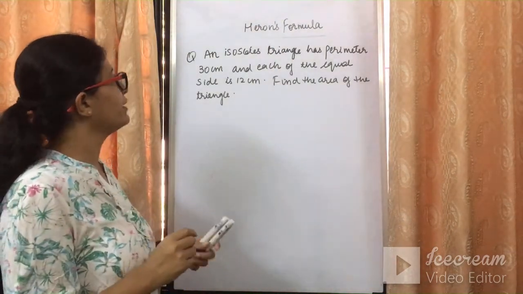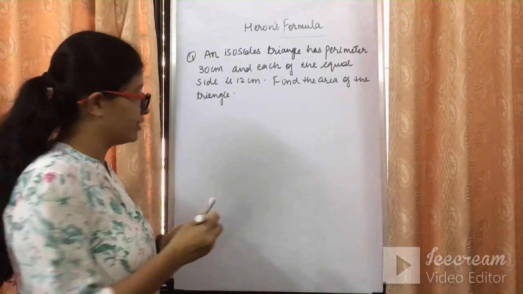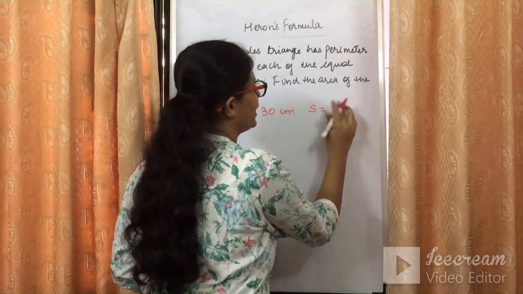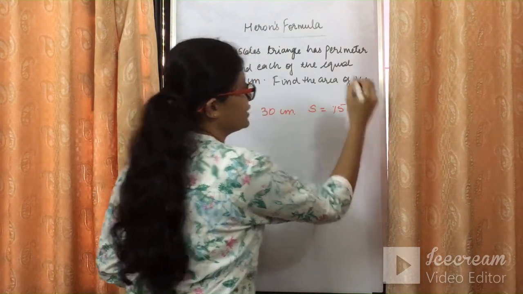An isosceles triangle has a perimeter of 30 centimeter. So perimeter आपको दे रखा है 30 centimeter का. Perimeter दिया है तो semi perimeter भी निकाल लो. That will be 30 का half, 15 centimeter.